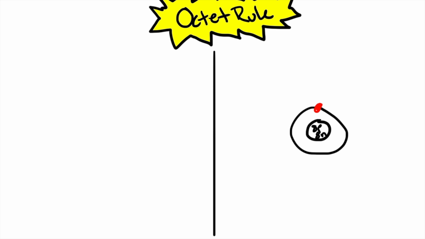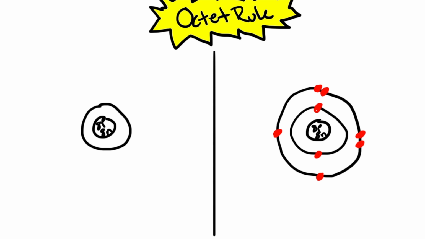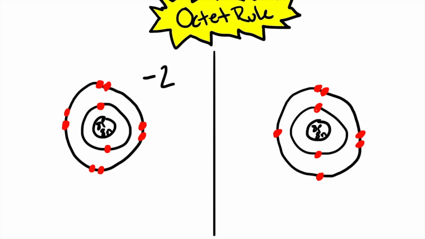You should also know that all atoms want 8 valence electrons. This is known as the Octet Rule. So here we have 2 oxygen atoms. The one on the left has 2 more valence electrons than the one on the right. It therefore has a -2 charge, and it's happy about it. On the other hand, the one on the right only has 6 valence electrons. Oxygen is not stable with 6 valence electrons, and it's not happy about it.